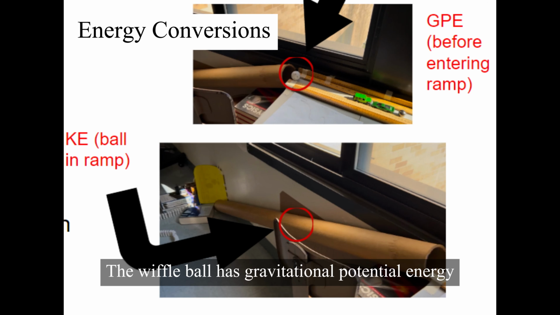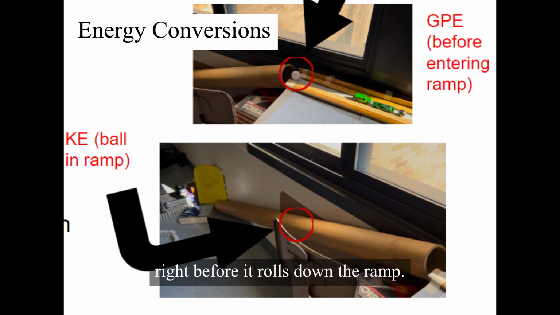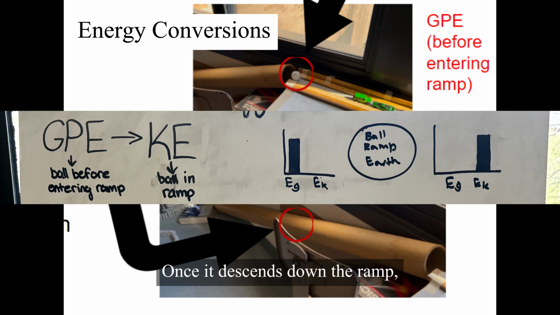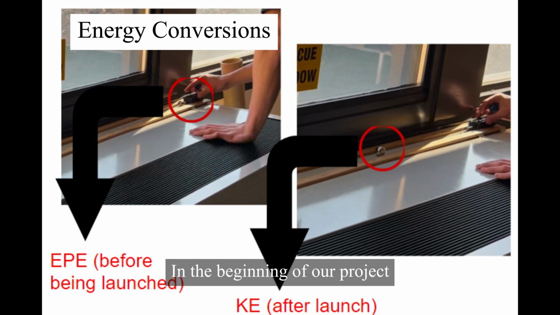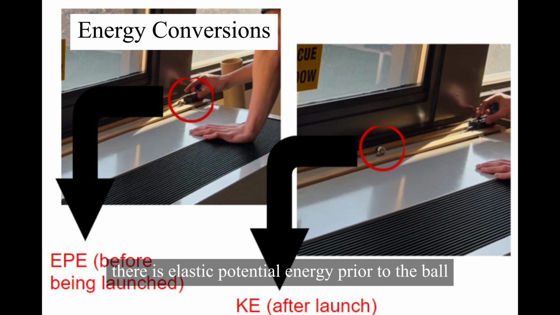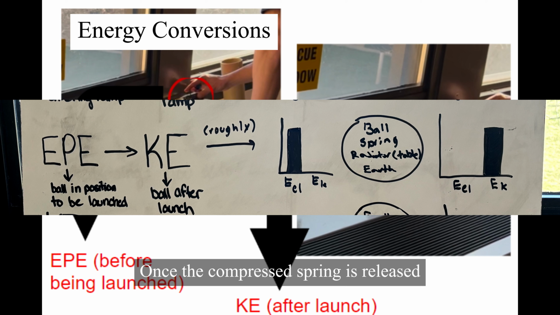The wiffle ball has gravitational potential energy right before it rolls down the ramp. Once it descends down the ramp, this gravitational potential energy becomes kinetic energy because the ball is now moving. In the beginning of our project, there is elastic potential energy prior to the ball starting when it is in position to be launched. Once the compressed spring is released, the elastic potential energy is converted to kinetic energy as the ball begins to move.